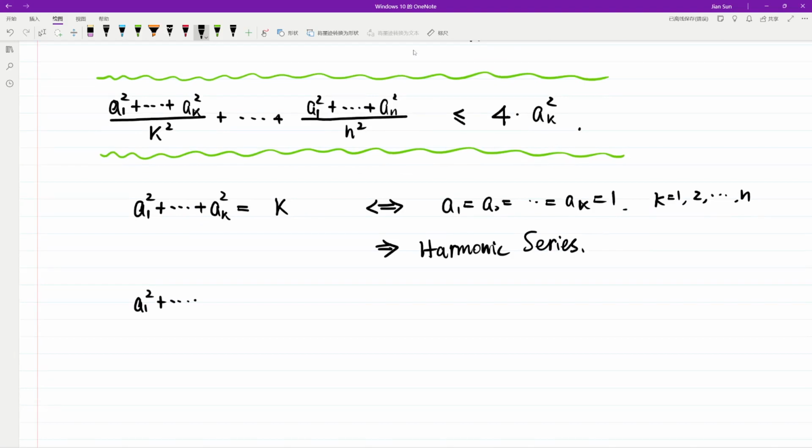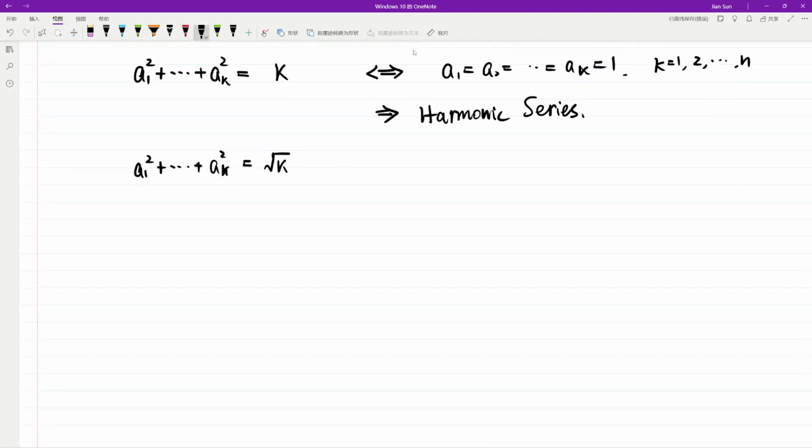We want a1 square up to ak square; we let it be square root of k. Because we want to avoid this divergent harmonic series problem, we can try letting a1 square plus all the way to ak square equal square root of k. And this would imply that every ak squared is simply square root of k minus square root of k minus 1, for each k from 1, 2, all the way to n. Now, let us check if we have the desired property.